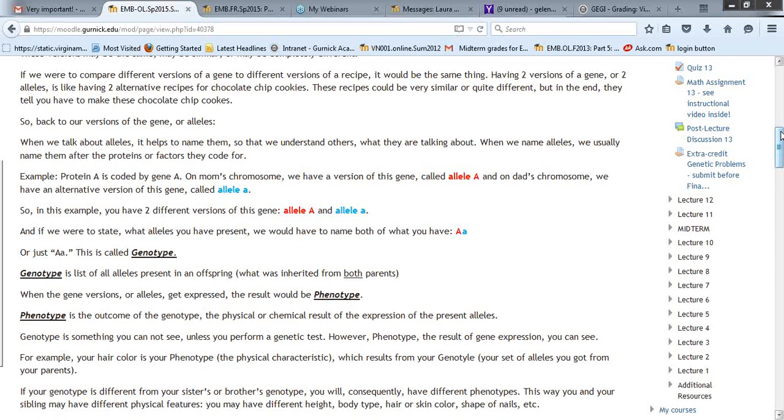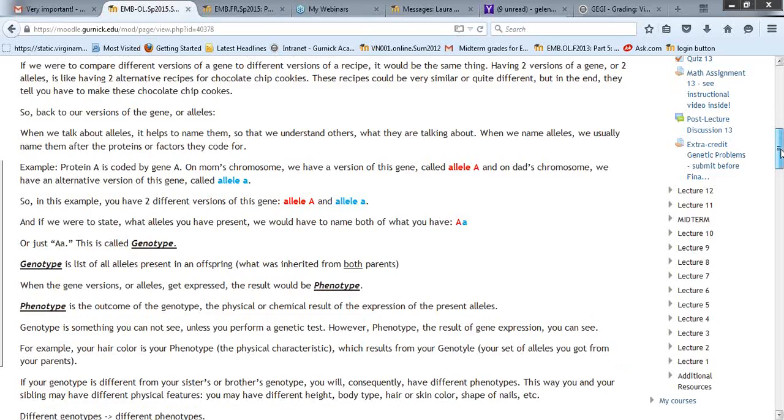When the gene versions or alleles get expressed, the result of that expression would be the phenotype. So genotype is what alleles you have. Phenotype is the outcome of the alleles that you have, so the outcome of your genotype. Meaning genotype would be the cause, and phenotype would be the effect, the result: the physical or chemical result of the expression of the present alleles.